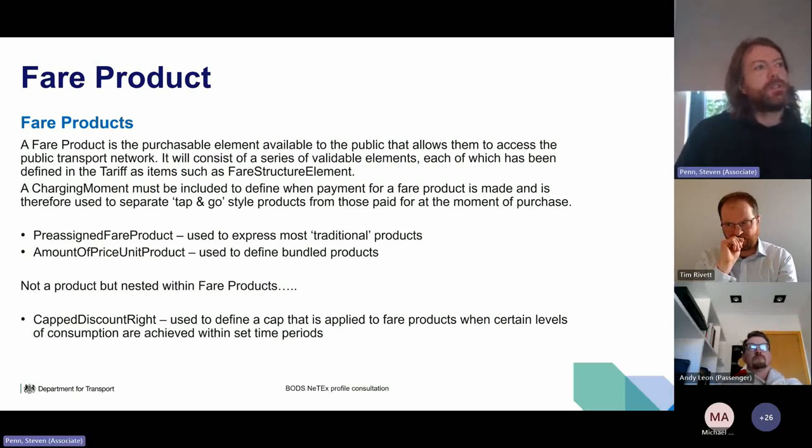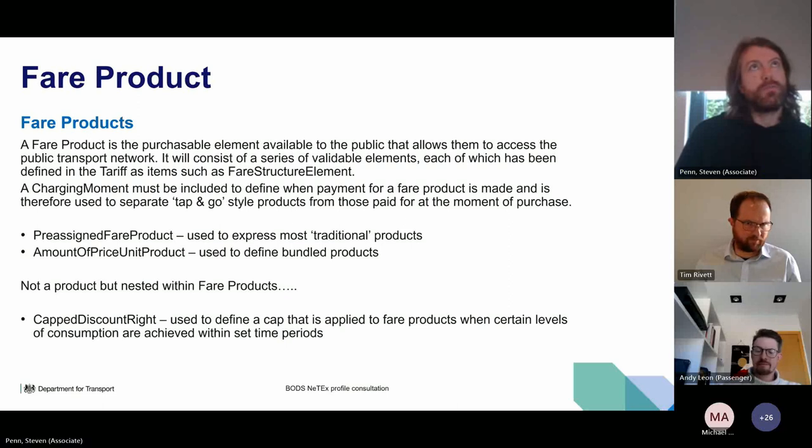The next point is the charging moment. That's also used and must be included for every fare product that's published to BODS. This is quite an important element because it's really used to define and separate complex products, or a type of complex products, tap and go style products, and those paid for at or before the moment of travel. There are quite a limited number of charging moments, but that's something that we're going to be checking on. And we'll have subsequent conditional requirements put upon it. So for example, if we're seeing a charging moment as a post pay, we might be looking for caps and things like that.